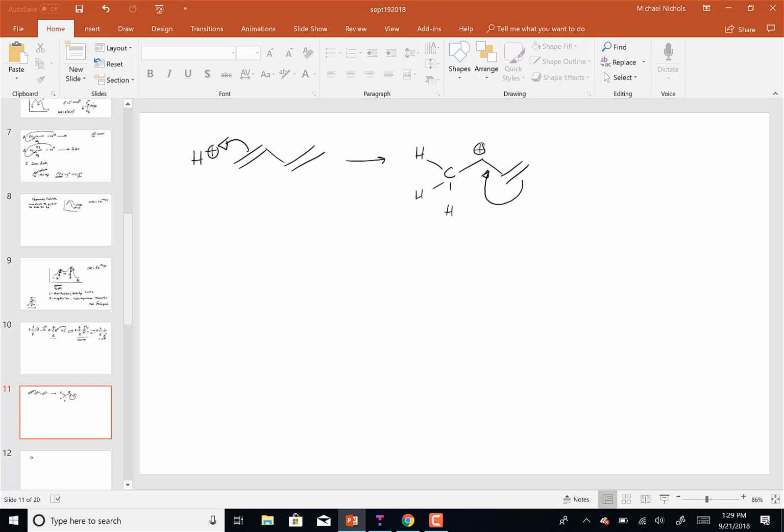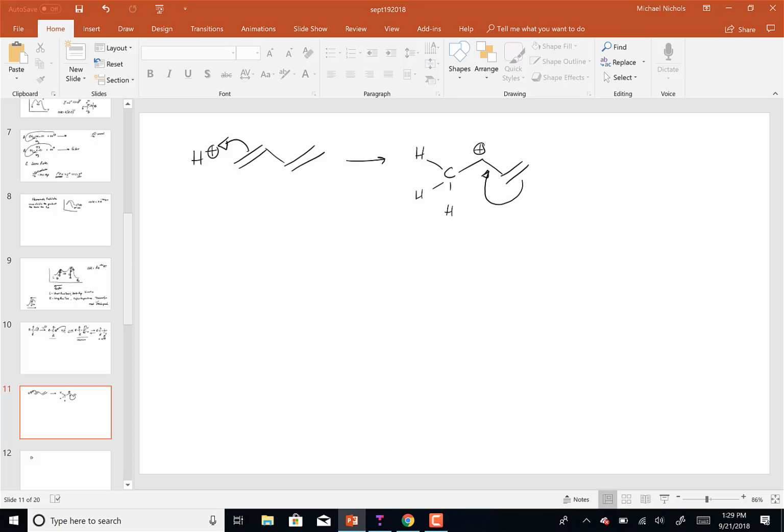Yes? This is number 6 on that sheet: being able to draw resonance structures by moving electrons with arrows. Right, there were a couple of those in the book. There were 2 of them I put on the worksheet.